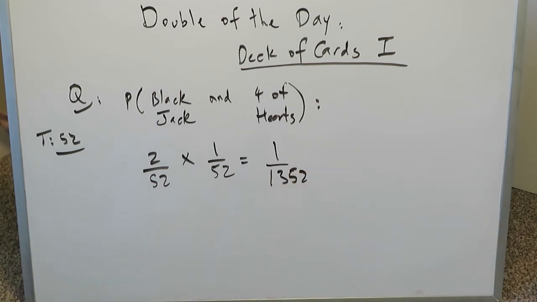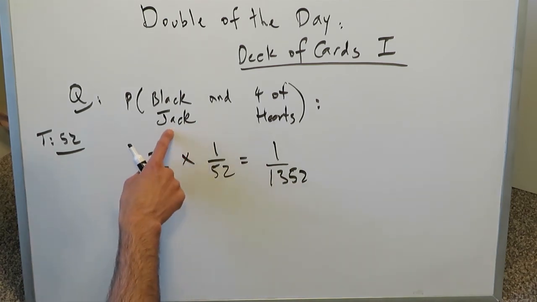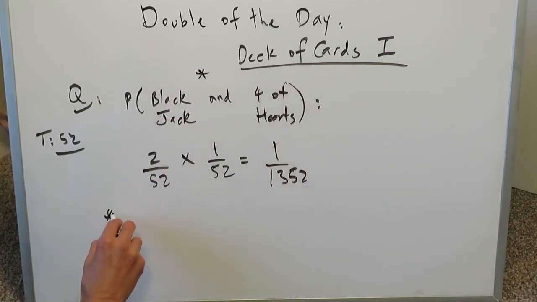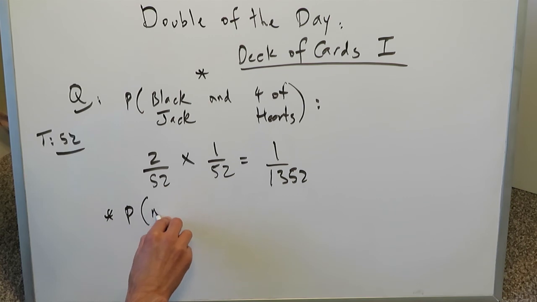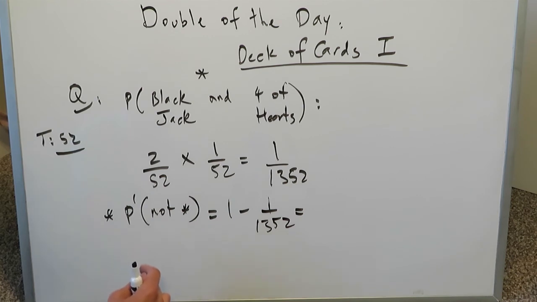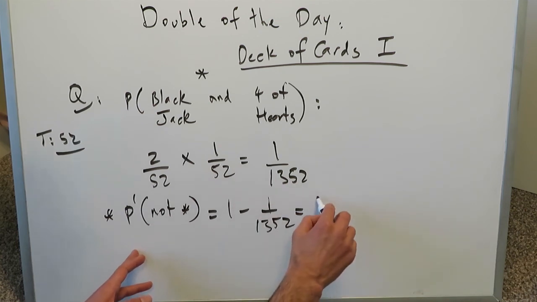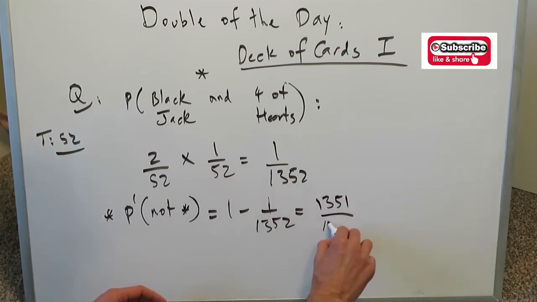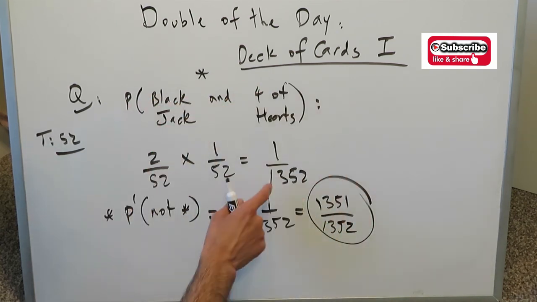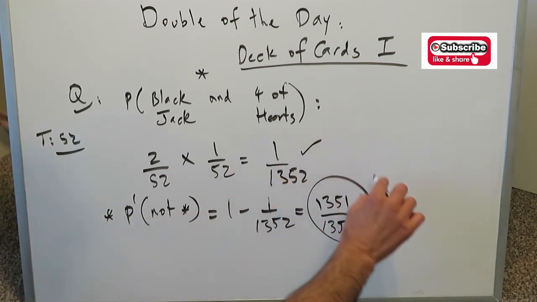So it's a pretty low probability that you'll pick 2 cards, one of which will end up being a black jack and one will be a 4 of hearts. If, however, the question was asking you what's the probability of this event not occurring, then you will do 1 minus this, which is always going to be an easier computation, because you'd always do 1 minus the probability of an event occurring to find the probability of that event not occurring. This would be 1352 divided by 1352, you'll have 1351 here divided by 1352. So you have a very high probability of this event not occurring and a very low probability of the event occurring. Both of these answers are good.